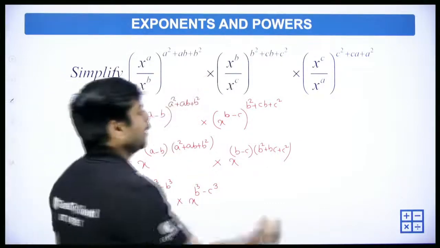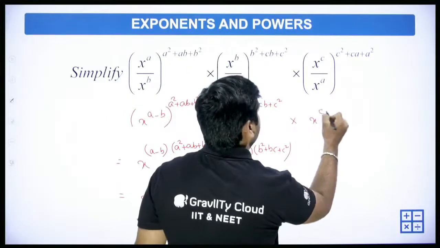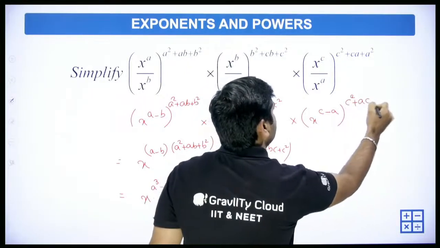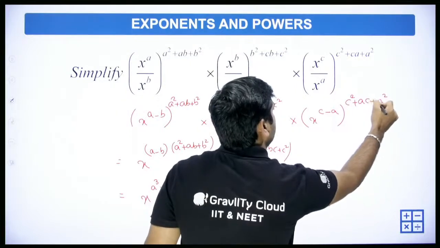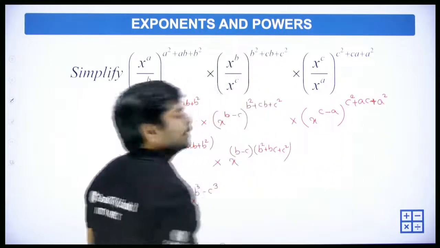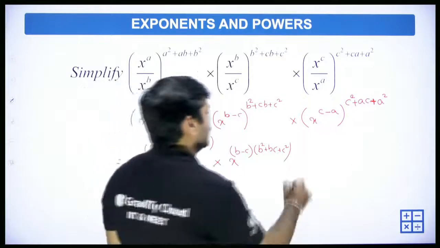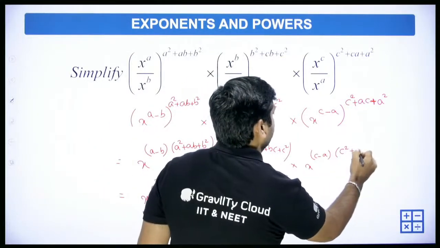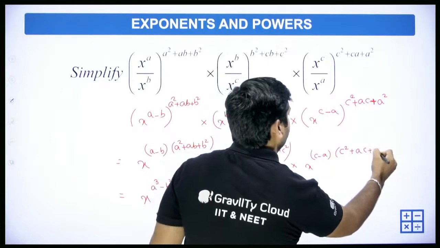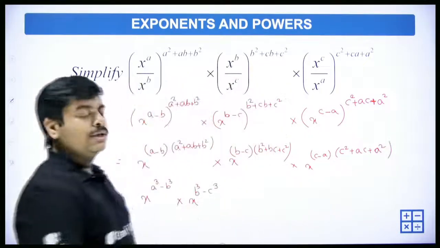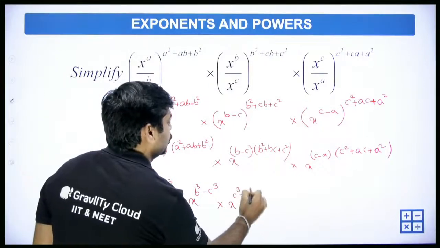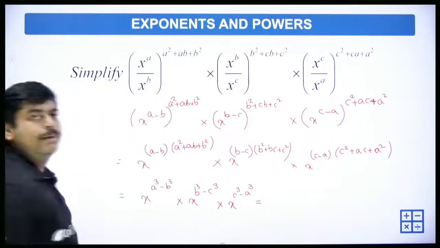In the same way, here we have x power c minus a, x power c minus a whole power c square plus ac plus a square. So that will give you x power c minus a into c square plus ac plus a square, right? So that will give you into x power c cube minus a cube, right?